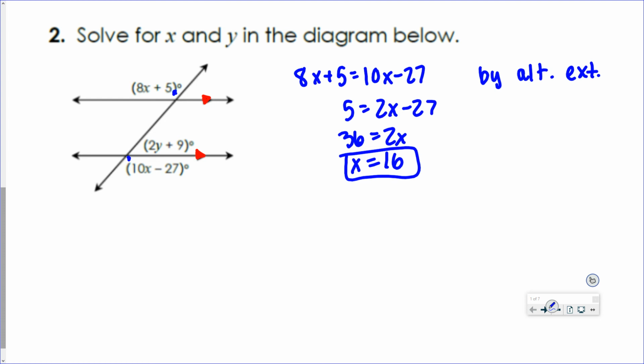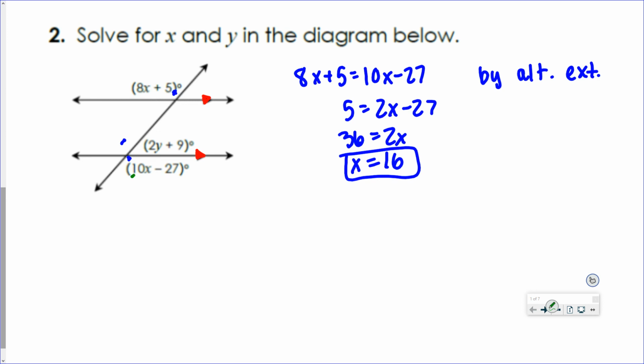Another way you could say this, guys, that they're the same. This angle and this angle are corresponding. And this angle and this angle are vertical. So you could say corresponding and vertical. Meaning they'd be the same. Does that make sense? Okay.